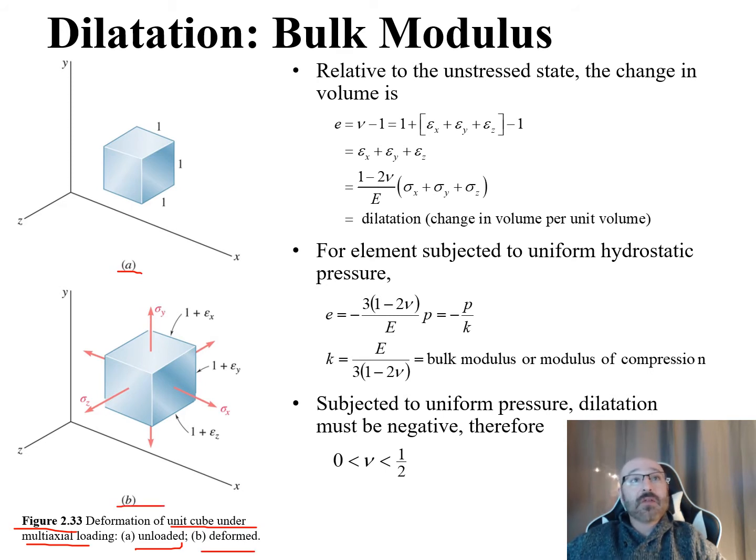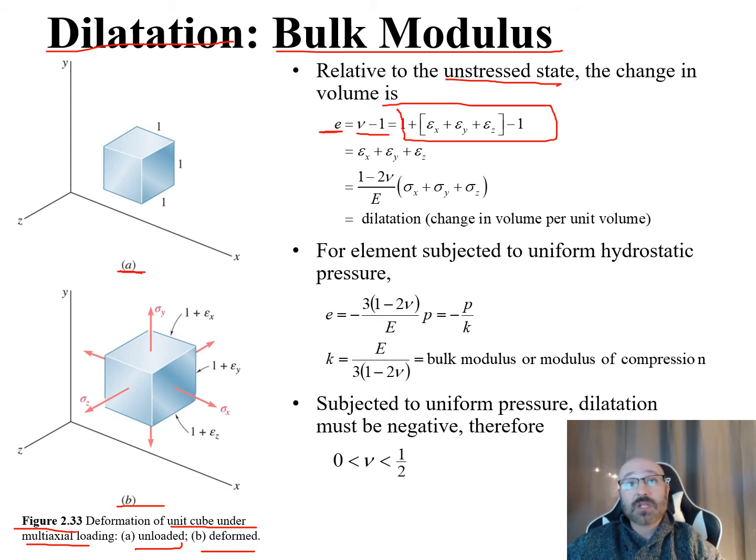So we're going to look now at the dilatation and bulk modulus. Relative to the unstressed state up here, the change in volume, our e value for the change in volume, is equal to the product of the three stretch factors minus 1. We plug in and end up with 1 plus epsilon x, times 1 plus epsilon y, times 1 plus epsilon z, minus 1. The plus 1 and minus 1 cancel, leaving e approximately equal to epsilon x plus epsilon y plus epsilon z.